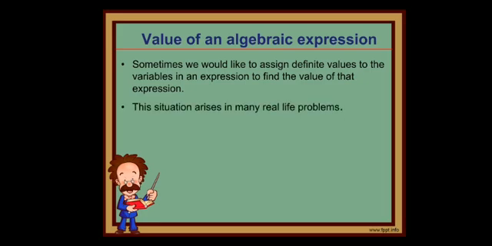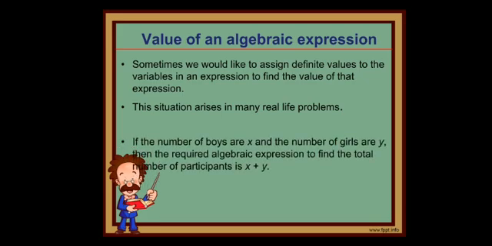We have many real life situations. For example, the teacher of class 7 has to select 10 students to participate in a competition. The teacher needs 10 students from class 7 for a competition. So the teacher is going to select boys and girls. Let us take x as the number of boys and y as the number of girls. So what will be the required algebraic expression to find participants? It will be x plus y.